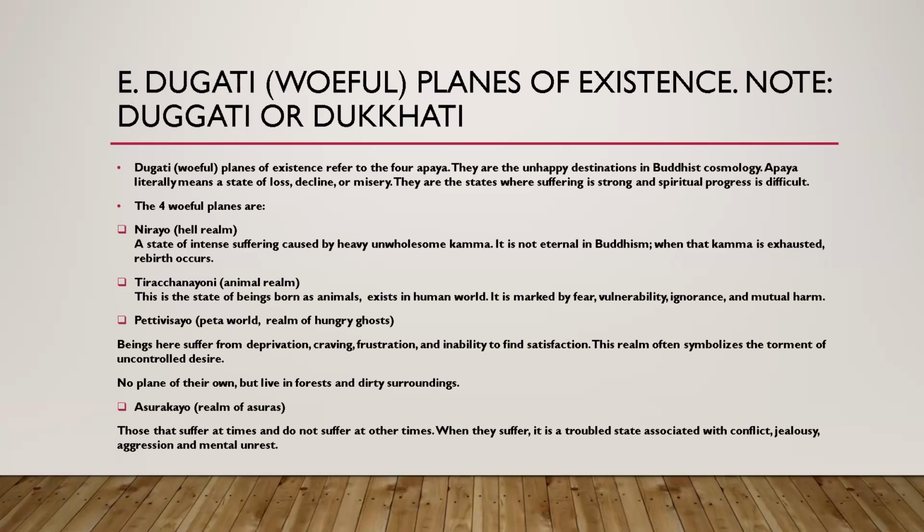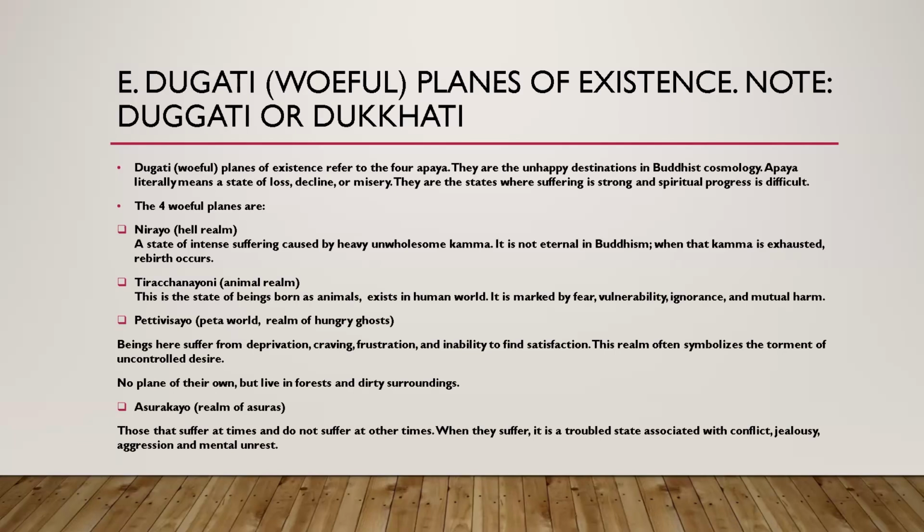So the last is Duggati, planes of existence. Duggati, woeful planes of existence, refer to the four apaya. They are the unhappy destinations in Buddhist cosmology. Apaya literally means a state of loss, decline, or misery. They are the states where suffering is strong and spiritual progress is difficult.